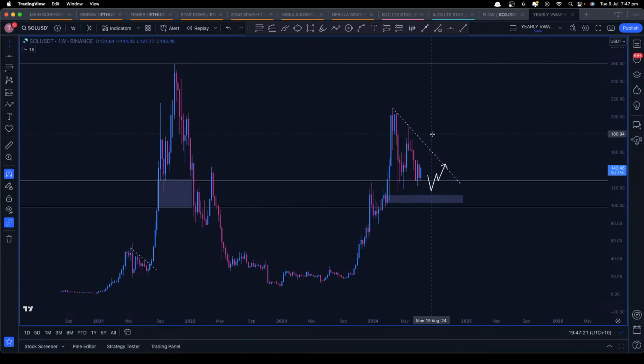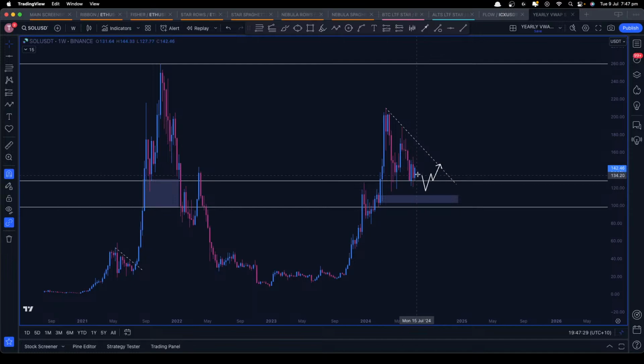Okay, so structure's still bullish on Solana on the weekly. That's the most important thing. Bullish structure, similar to this. Again, you can wait for a deviation of these lows if you want to get on board. It's entirely up to you.